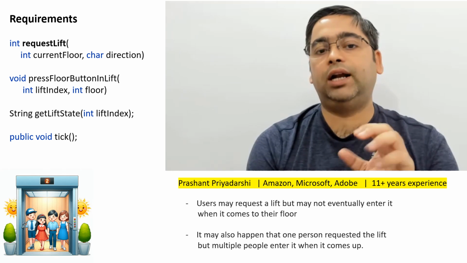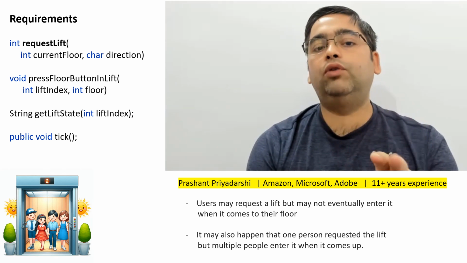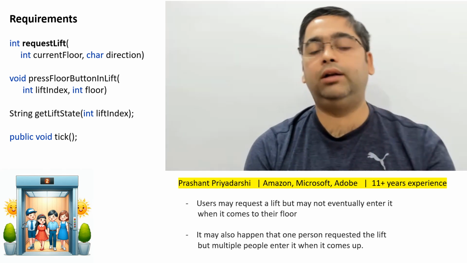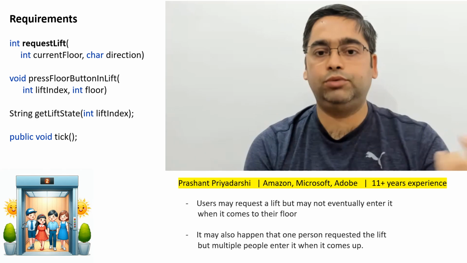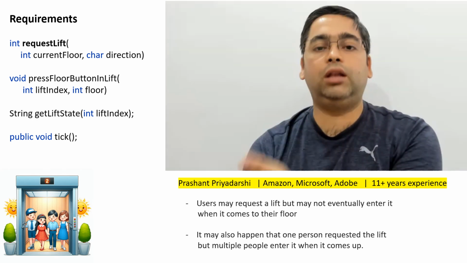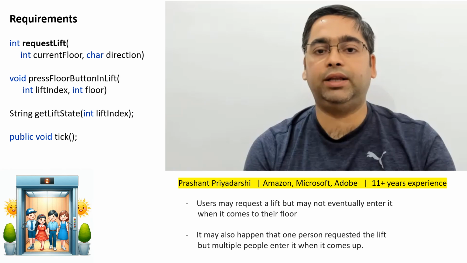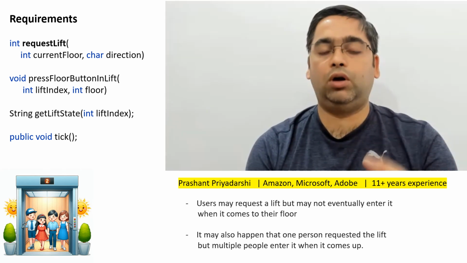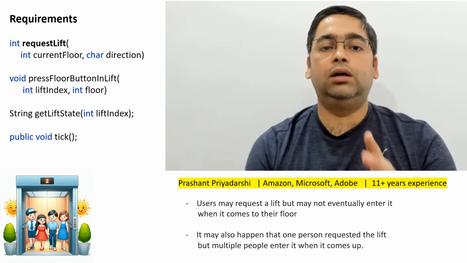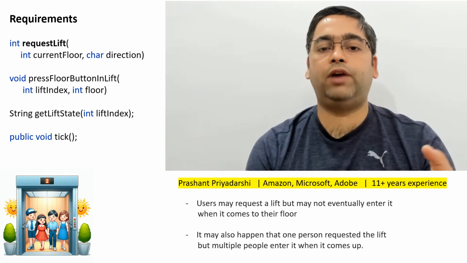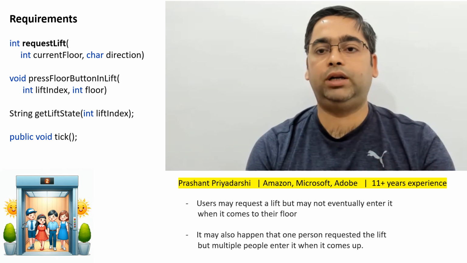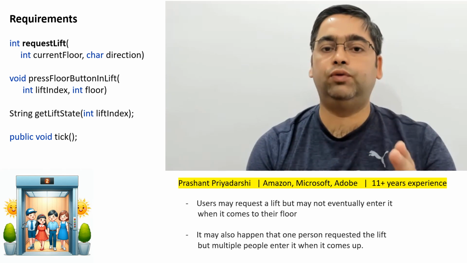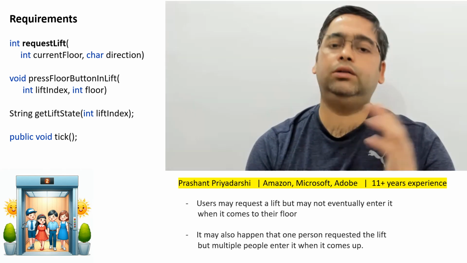Now there are a few things that we may need to consider. Even though we have requested a lift to our floor, when it comes to our floor, we may or may not enter it, because the lift may be full when it comes, or we may have taken another lift, or we may have taken the stairs by then. Again, only one person may request the lift, that is press the up or down button, but multiple people may enter it. So there are 4 or 5 friends, only one of them presses the up or down button, but all of them enter the lift when it comes to their floor. Now direction is denoted U for up, D for down, I for idle, which we will see later.